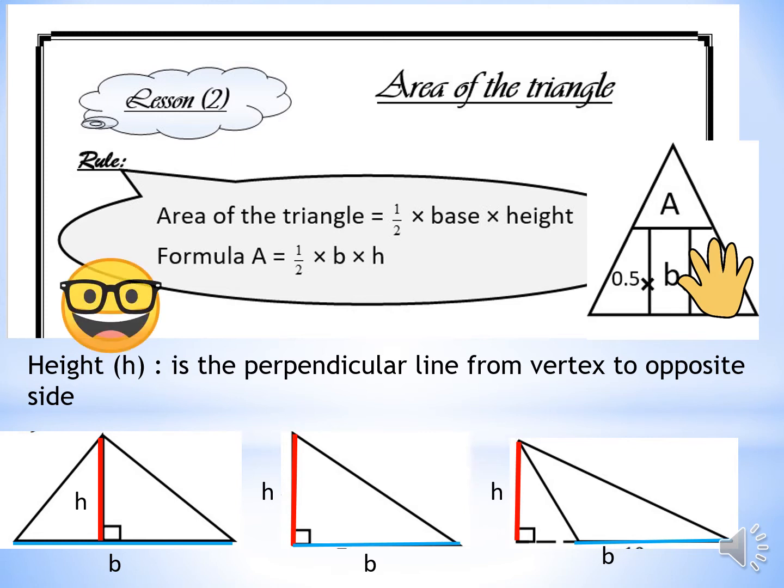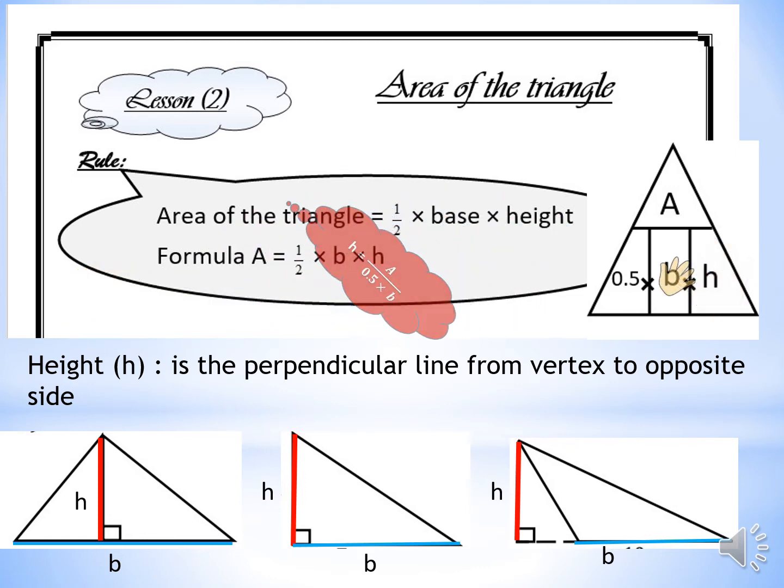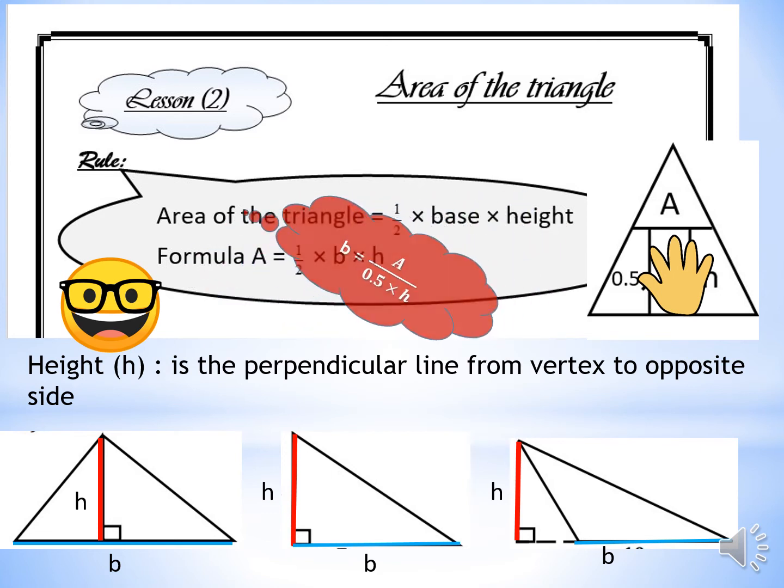Here, area up and down 0.5 times B, or half times the base. So the height equals area over 0.5 times B. What if I want to find the base? Hide the base and see what's left in your triangle. Area up, so the base will be area over 0.5 times H. So this is if I want to find the base.